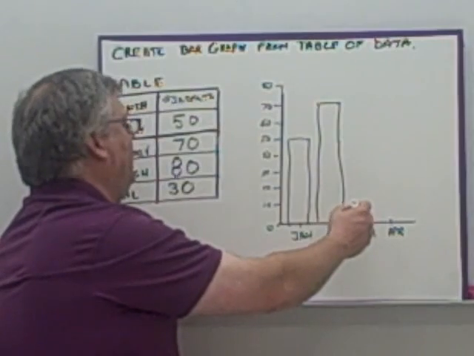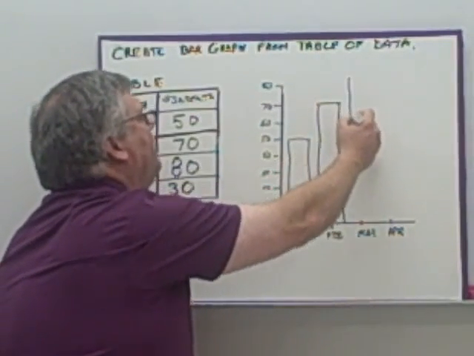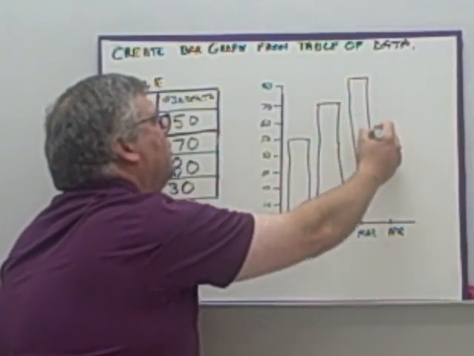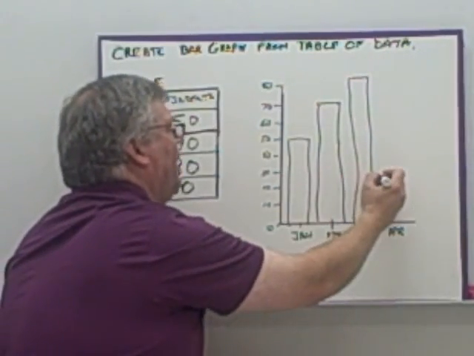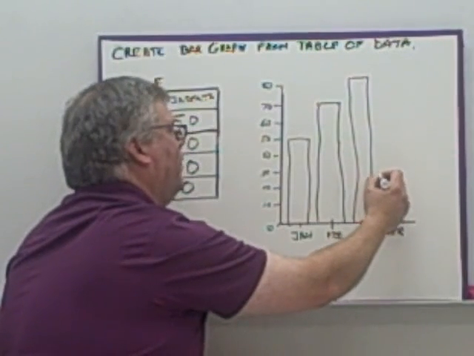All right, now 80 for March, that means it goes all the way to the top there for March. And then for April, we go all the way back down to 30 here for April.